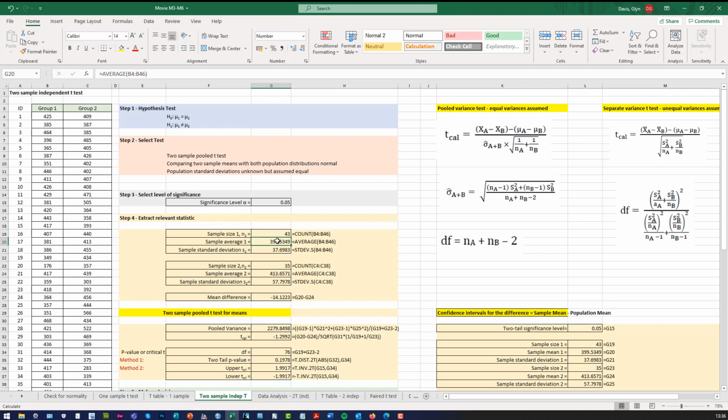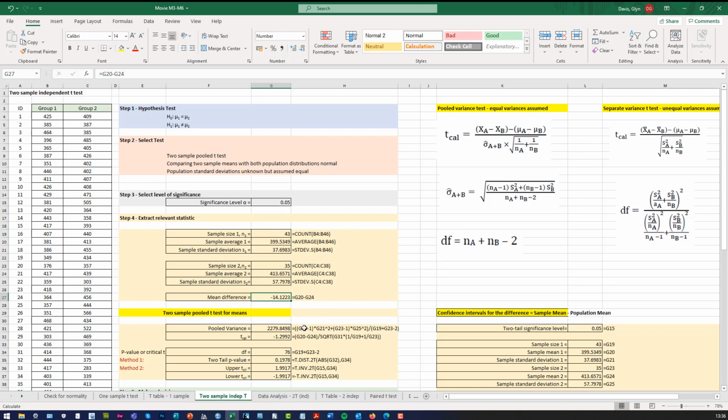We calculate the sample 1 average using the average function, B4 to B46, and also the sample standard deviation for sample 1, B4 to B46, using stdev.s. We repeat it for sample 2, and then we can calculate the mean difference between the two sample means, x bar a minus x bar b. Remember, where the null hypothesis is true, mu a minus mu b is just 0.